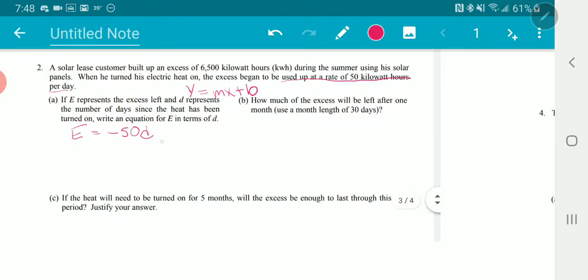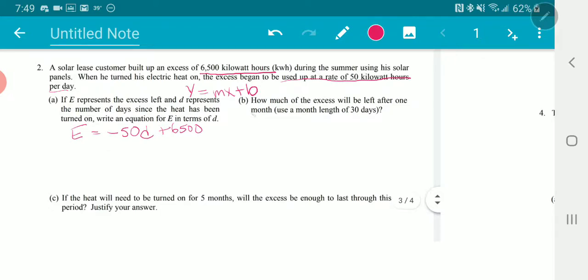Negative 50D. And then what did I start with? What was my initial value? It's going to be, boom, they built up that excess of 6,500. So they started at 6,500 and they're losing 50 kilowatt hours per day.